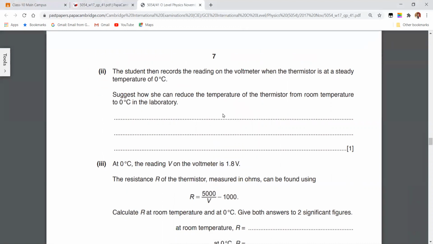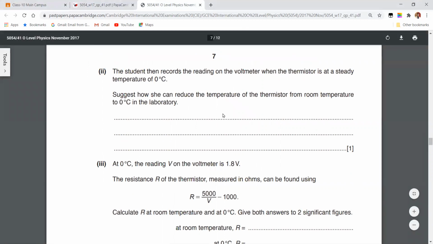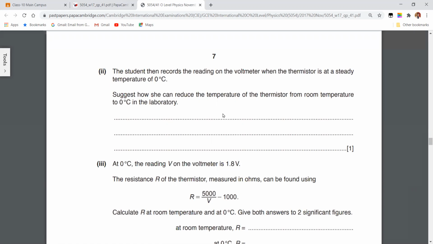Continue reading. The student then records the reading on the voltmeter when the thermistor is at a steady temperature of 0 degrees Celsius. Suggest how she can reduce the temperature of the thermistor from room temperature to 0 degrees Celsius in the laboratory. So how can she reduce this temperature?